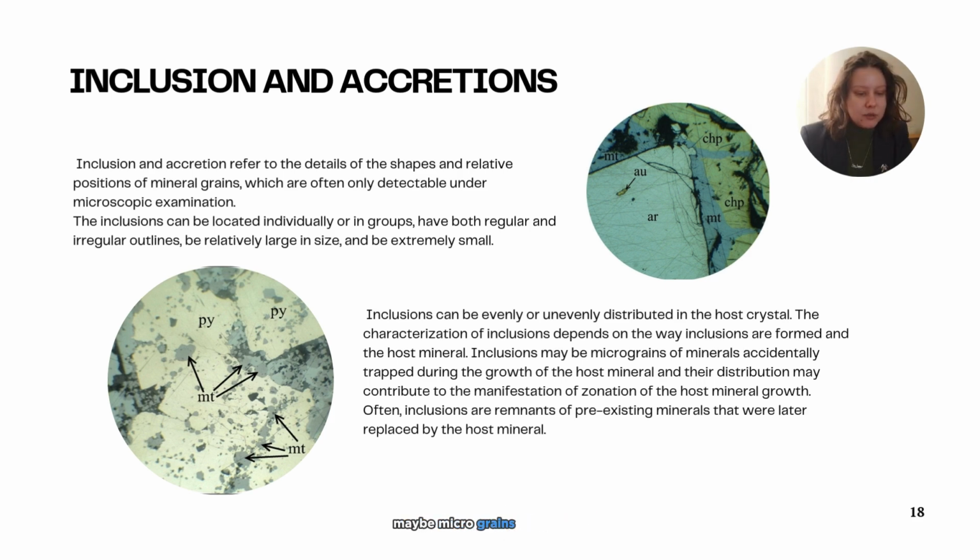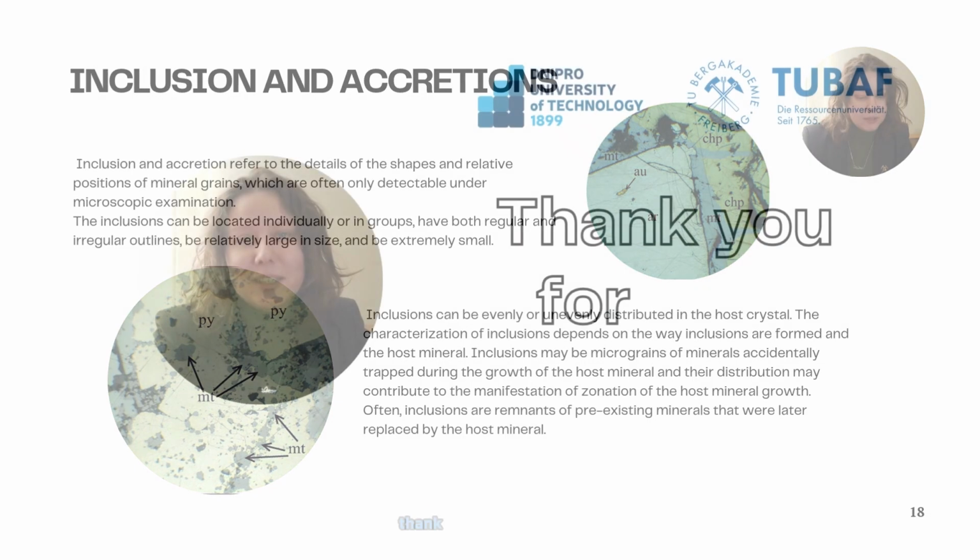Inclusions may be micrograins of minerals accidentally trapped during the growth of the host mineral, and their distribution may contribute to the manifestation of zonation of the host mineral growth. Often, inclusions are remains of pre-existing minerals that were later replaced by the host mineral. A great example of inclusions, like I said, is a grain of gold in a crystal of arsenopyrite, and inclusions of magnetite and pyrite on that slide. In the accretion section, you can see accretions of pyrite and hematite. Thank you for your attention.